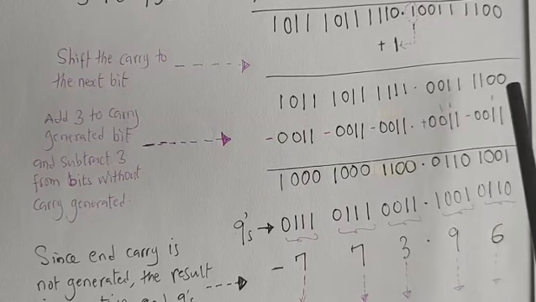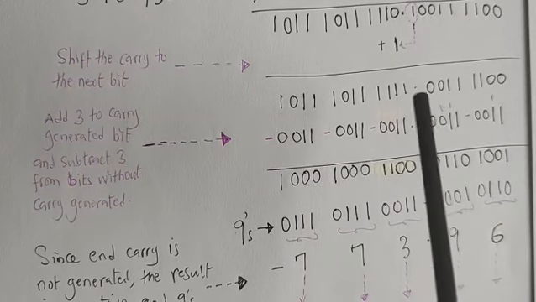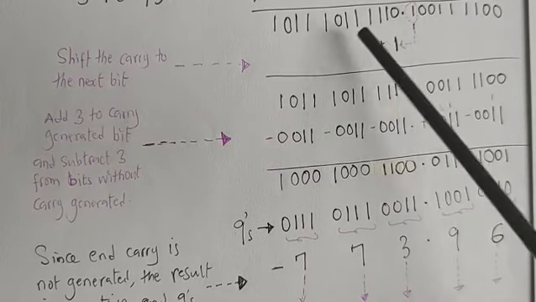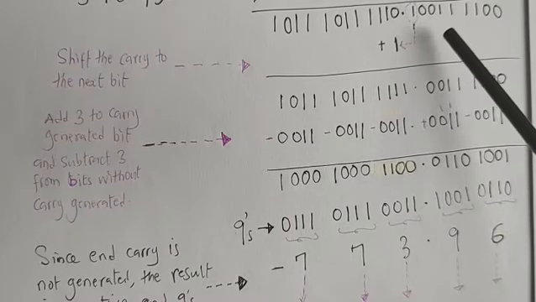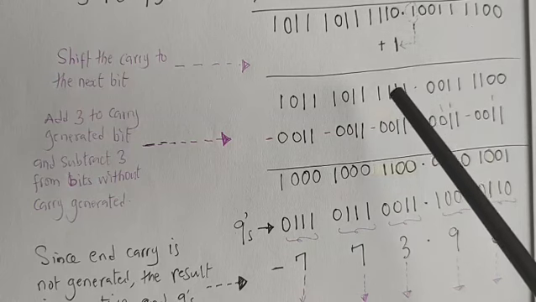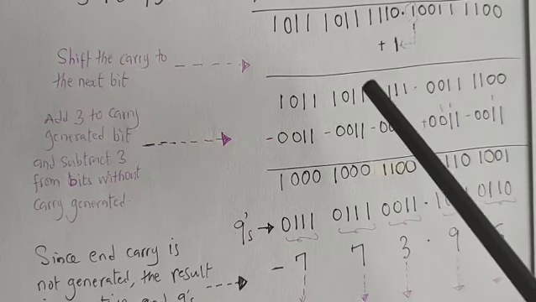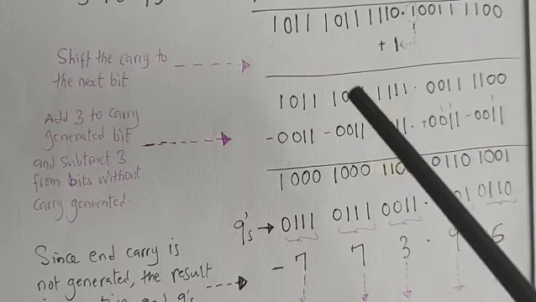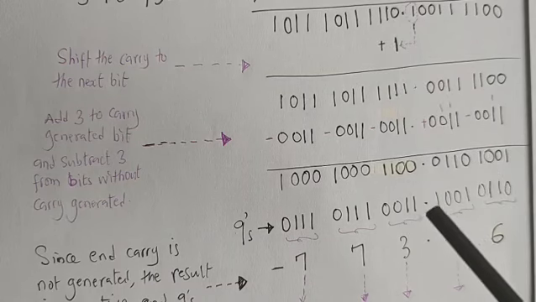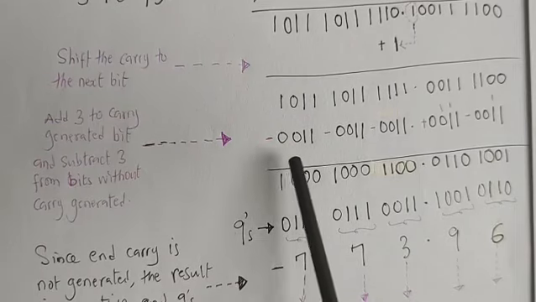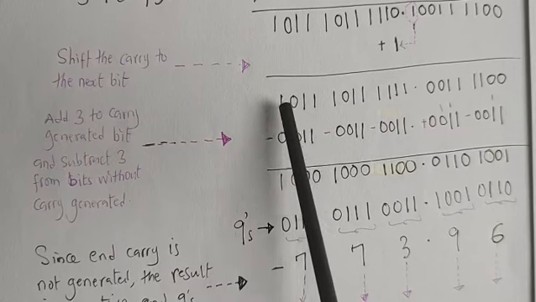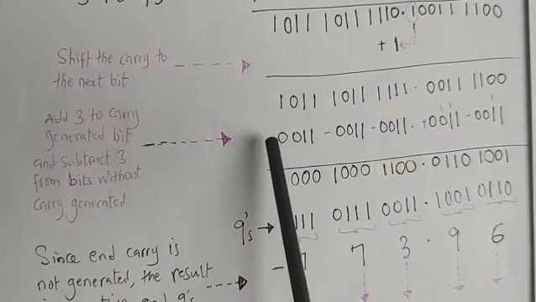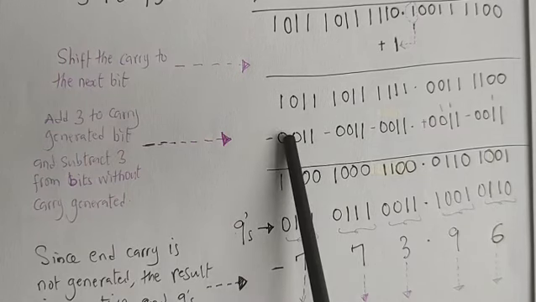Alright, so in this case that we have seen that only one segment generated carry. Other segments did not generate any carry. According to the rules, it says we need to add 3 to the carry generated bit and subtract 3 from other bits without carry generated. Alright, so in this case, that is why we have this. So we're going to have minus 3, okay? This part segment did not generate any carry, so we're going to have minus 3.